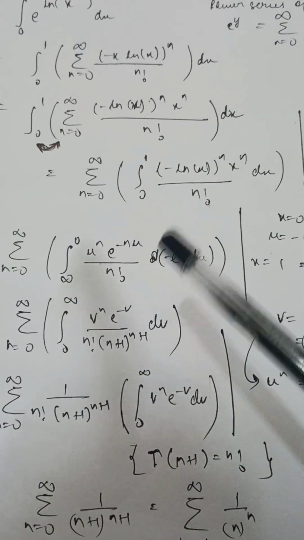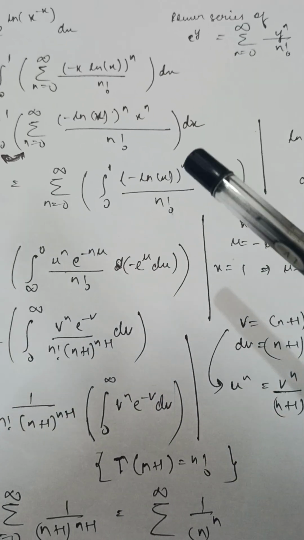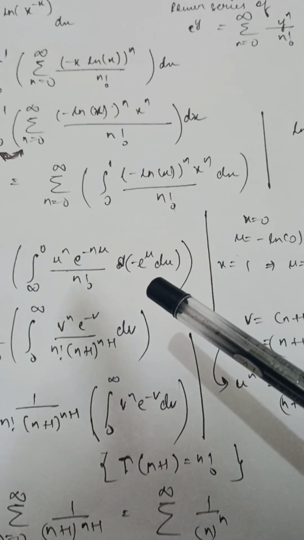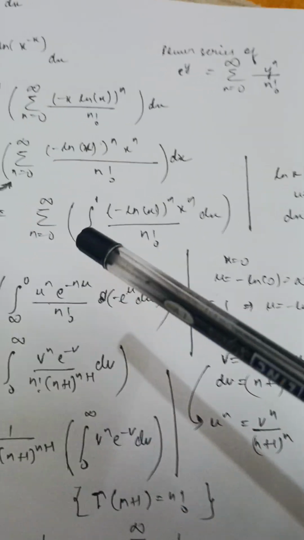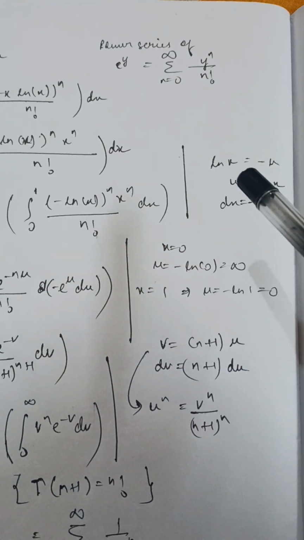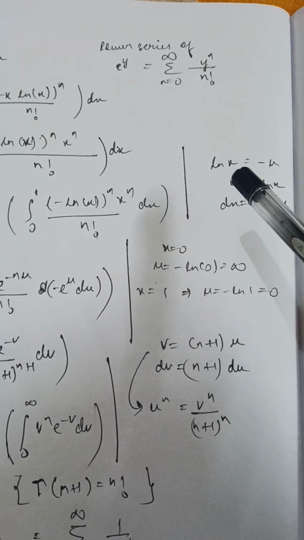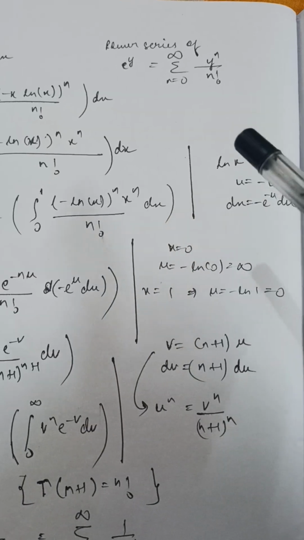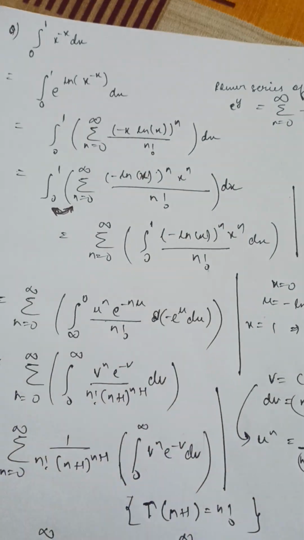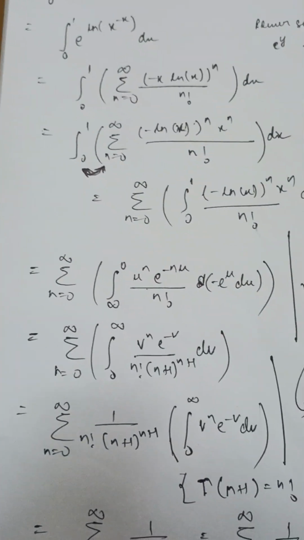By putting it here, it will become u to the power n, and x to the power n will become e to the power minus nu, and n factorial will remain, and dx will be written as minus e to the power u du. Now to change the limits, because our substitution has changed: at x equals 0, u becomes infinity, and at x equals 1, u equals 0, since minus ln 1 equals 0. So the limits of the integral will be from infinity to 0.